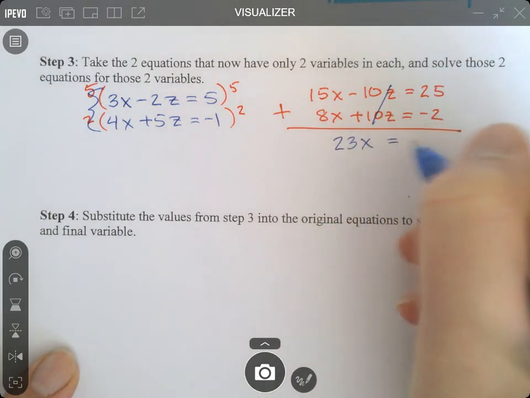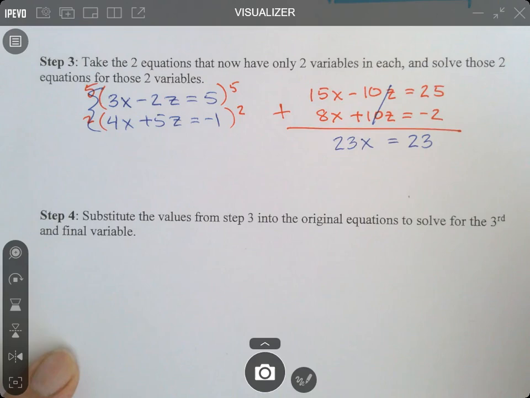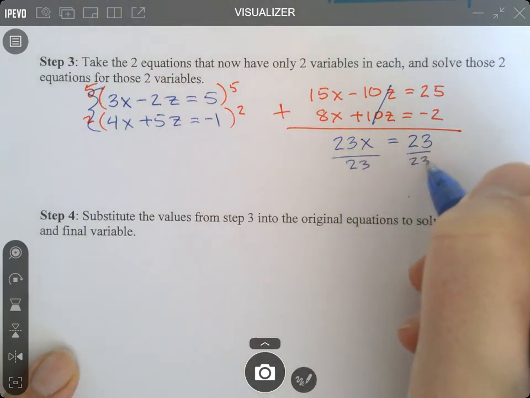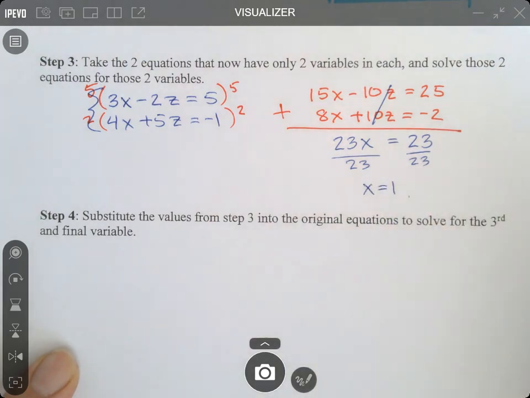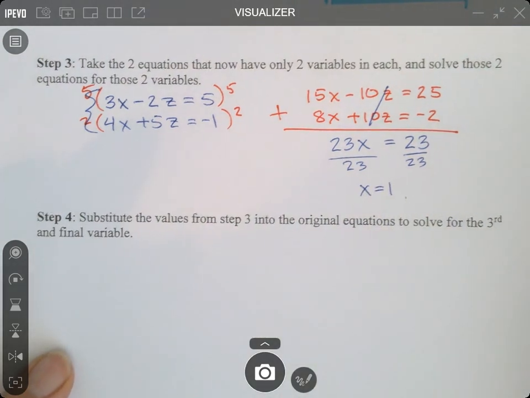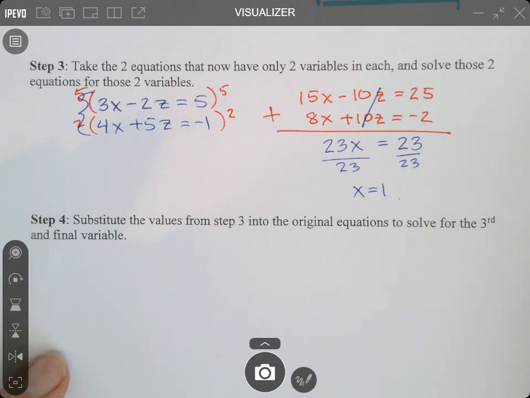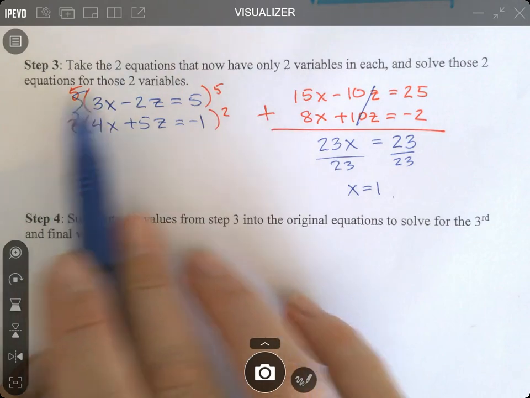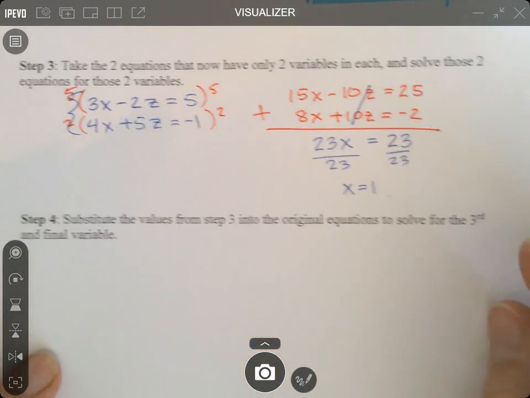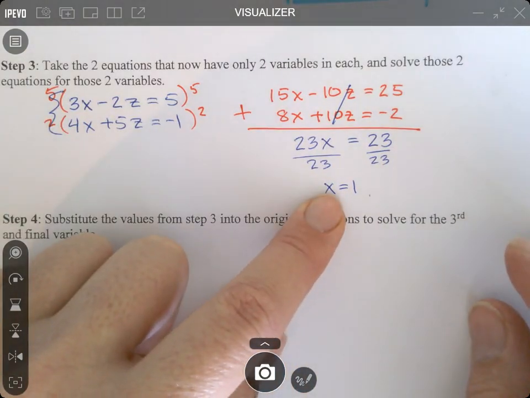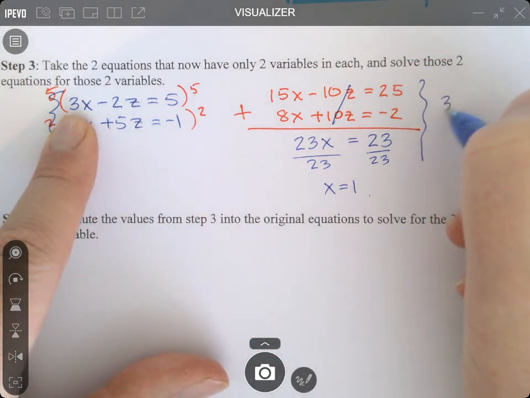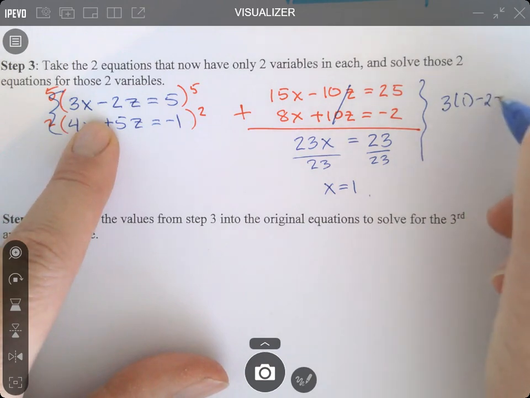23x equals positive 23. So what does x equal? 1. X is 1. Okay, now I'm not done yet. I've got x. What else do I need to find? Z. So it says here, we have 2 variables, solve for those 2 variables. So I'm going to do that here. I've got x is 1. You can do whatever you want. I'm going to plug it back into one of the originals. So 3 times 1 minus 2z equals 5.